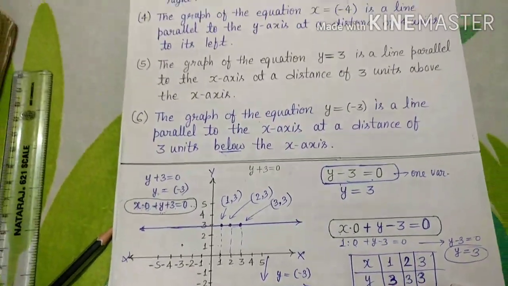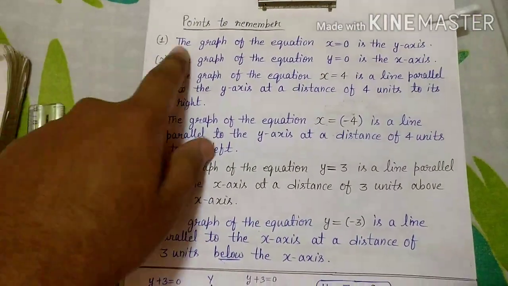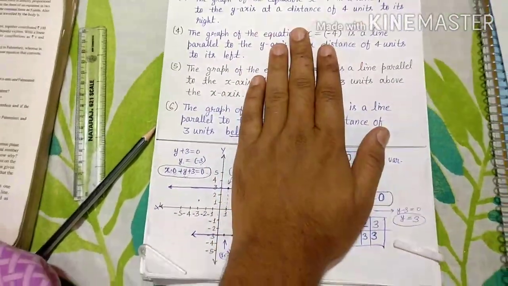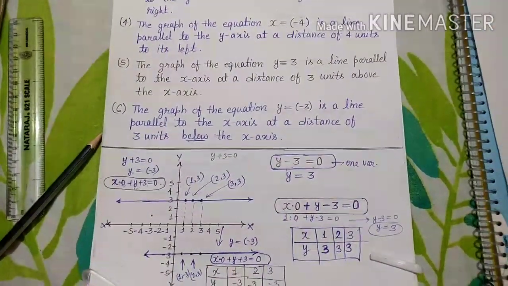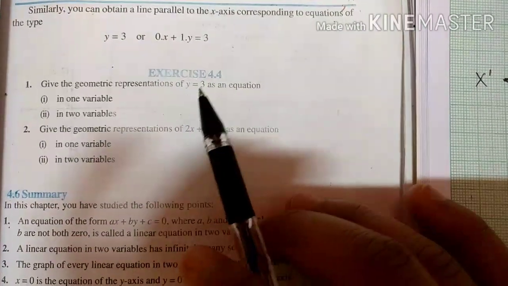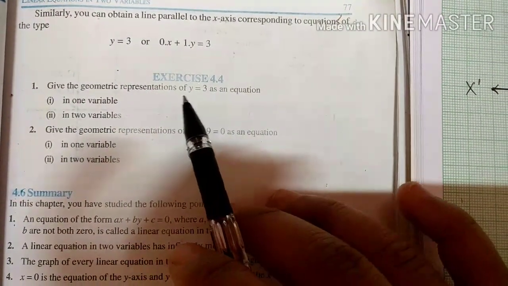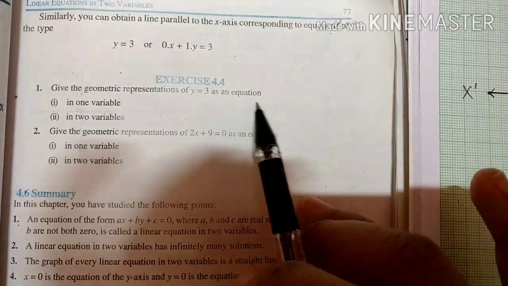Okay, so these 6 points we have learned today. I have explained points 2, 3, 4, 5, 6 also. On the basis of these points only, we can solve exercise 4.4 now. So let's see exercise 4.4.